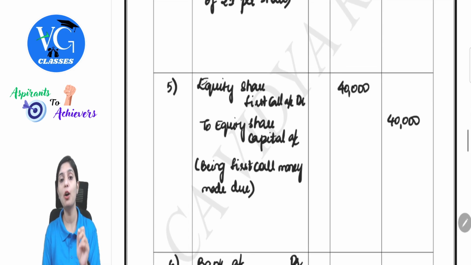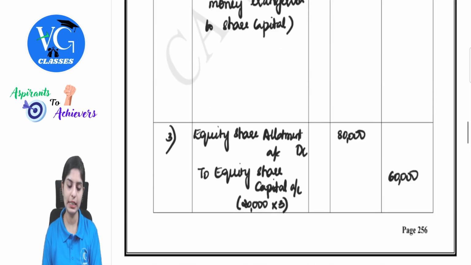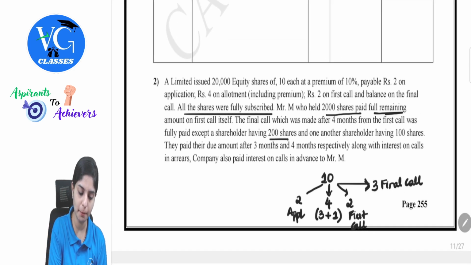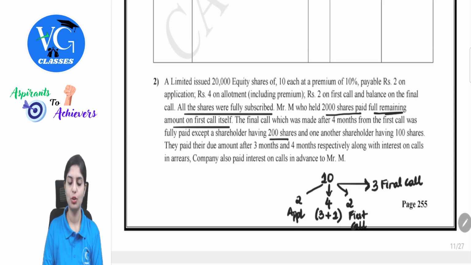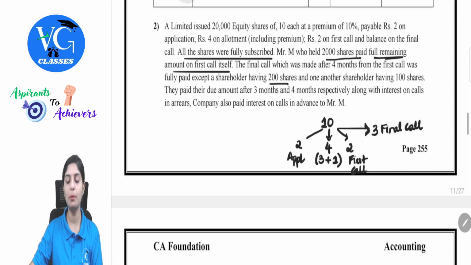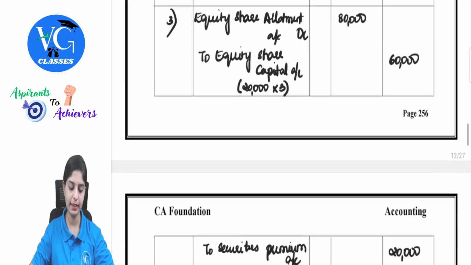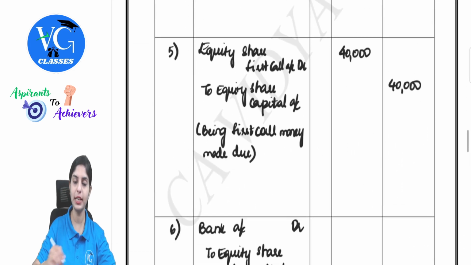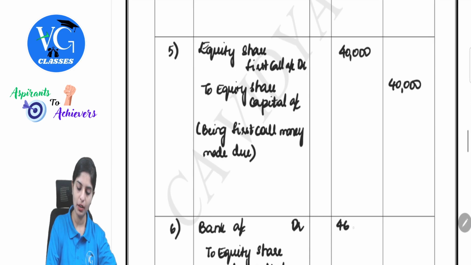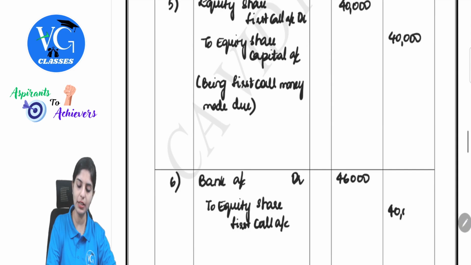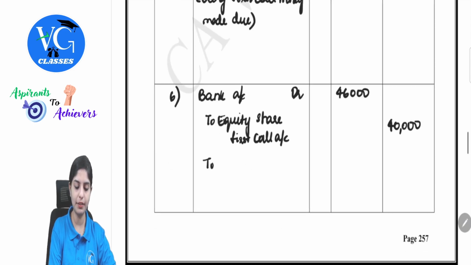You had supposed to receive how much? 40,000. But the question clearly says M, who held 2000 shares, paid full remaining amount on first call itself. So 2000 final call amount was how much? 3 rupees. So he is also paying 6000 extra. So when I receive with respect to bank account, 40,000 plus 6,000 is what I debit. 46. But for equity share first call, I can only reverse how much I made it due. So how much did I make it due? 40,000. Where will the balance go? Calls in advance. I hope all of you understood this.